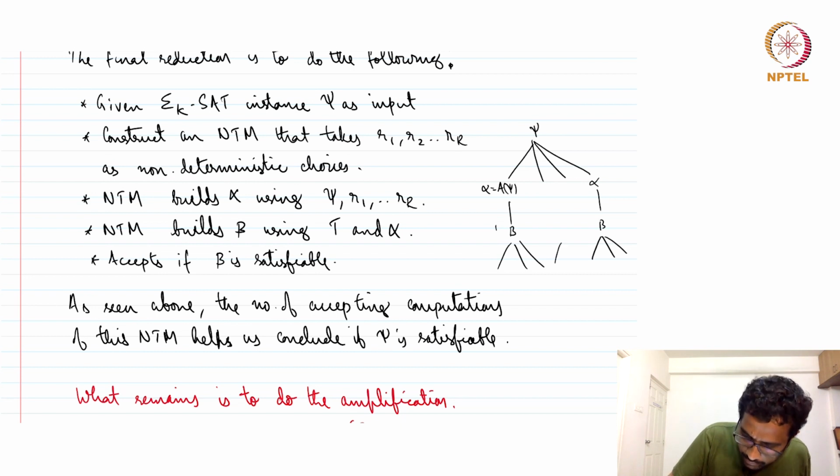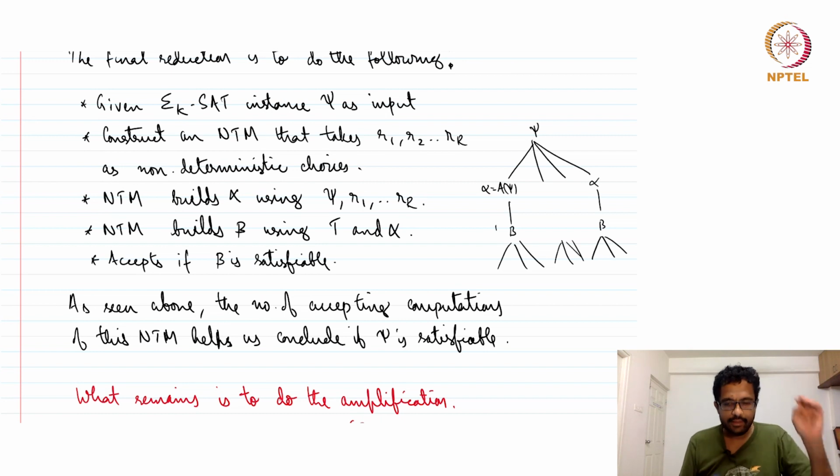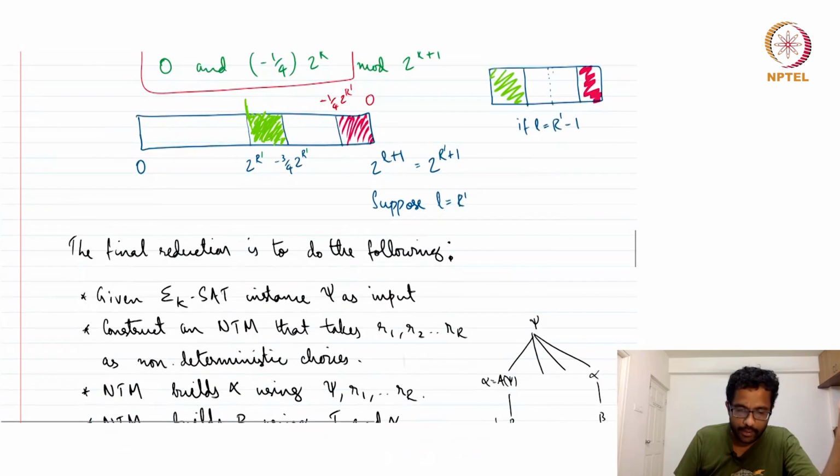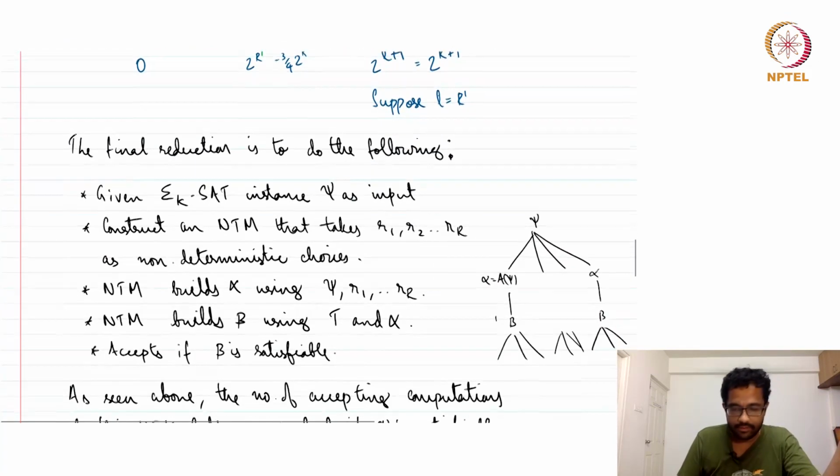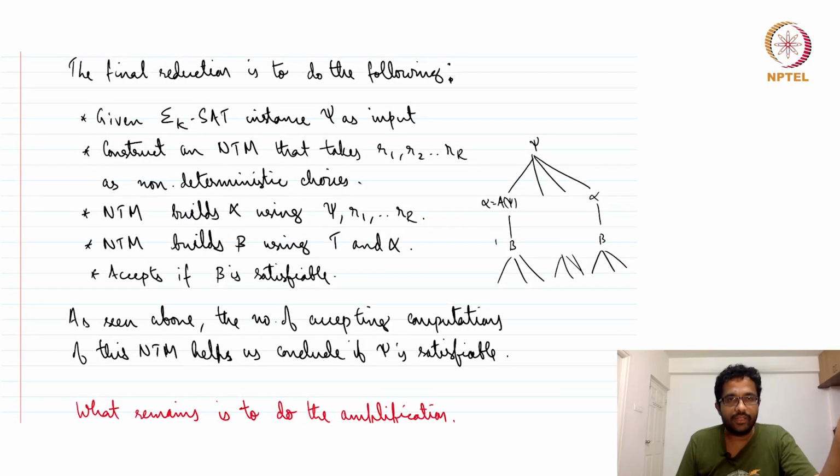So at the end we are counting all the accepting computations of all the betas that are generated like this, and you count the number of satisfying assignments and see which band it lies in, whether it lies in the green band or in the red band, and that's all. So just with one counting we know whether beta is in the green or red, and that tells us whether alpha was a yes instance or no.